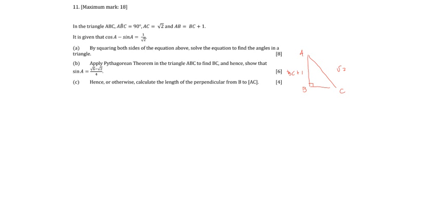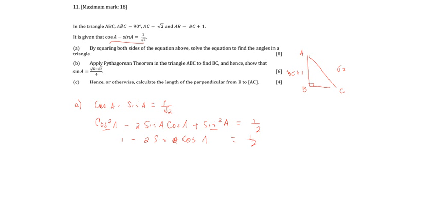So to solve problem number 1, it says by squaring both sides of the equation above, solve the equation to find the angles in a triangle. This is the given equation. So let's do letter A. Cosine A minus sine A equals 1 over square root of 2, and squaring both sides gives us cosine squared A minus 2 sine A cosine A plus sine squared A is equal to 1 half. This is an identity which is equal to 1 minus 2 sine A cosine A equals 1 half.